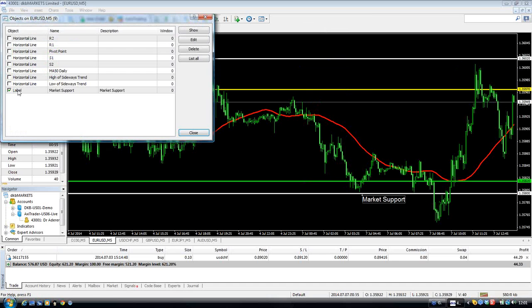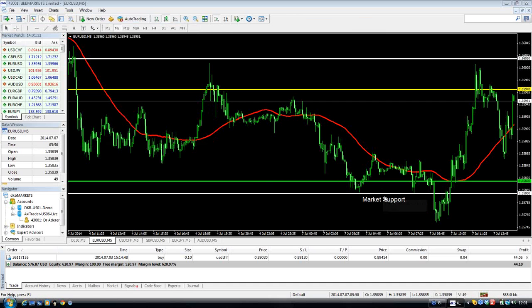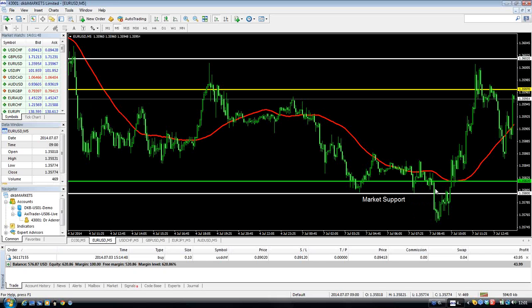So we decided to place a pending sell order just below the market support, and if the market breaks the market support, we'll sell. As we can see, the market then fell, broke the market support, fell a bit, and then went straight back up and took us out of the trade with a loss of 20 points or 20 pips.